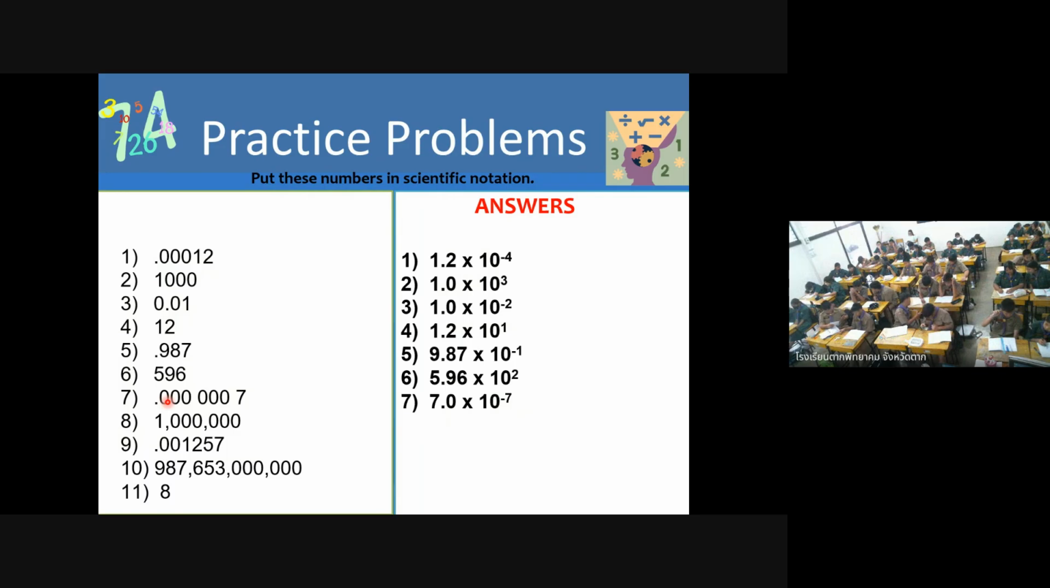Next, number 8, 1 million. What is 1 million in scientific notation? 1 times 10 to the power of 6. 1 or 1.0 are both the same.